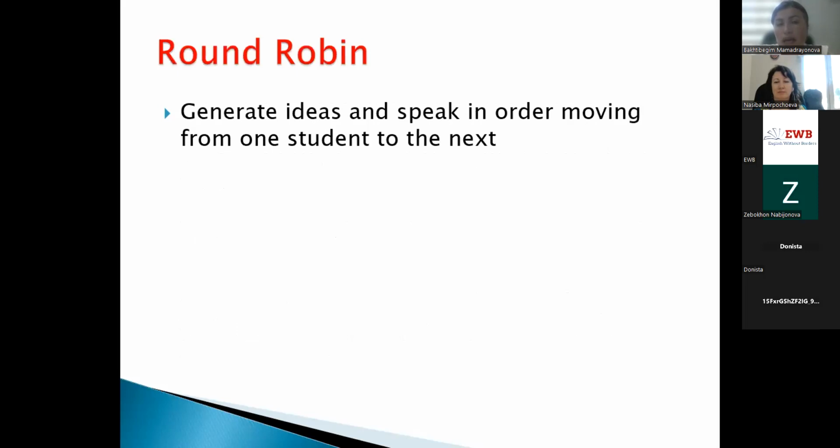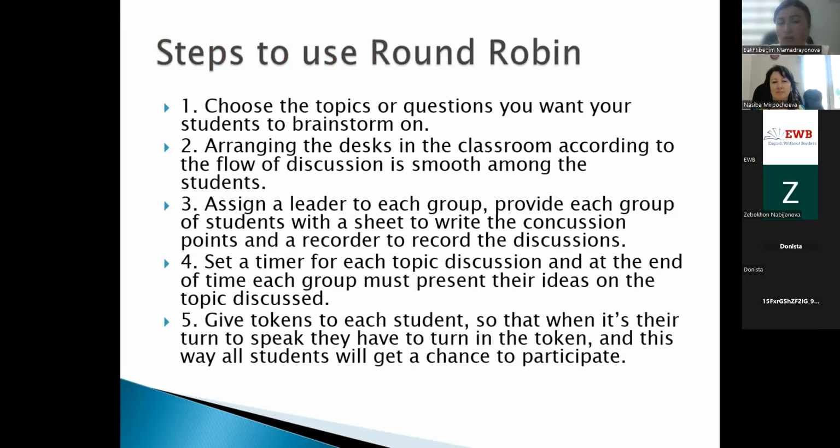So the second discussion technique is round robin. The purpose of using this technique is to generate ideas and speak in order, moving from one student to the next. So how does it work? Here are the steps to use round robin.